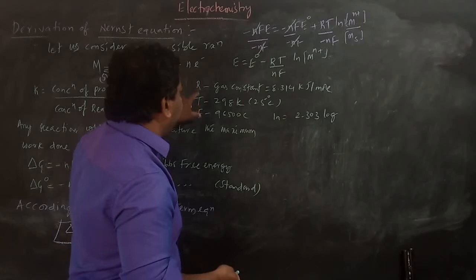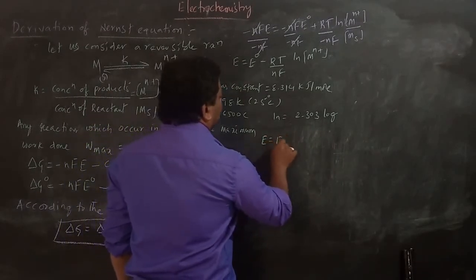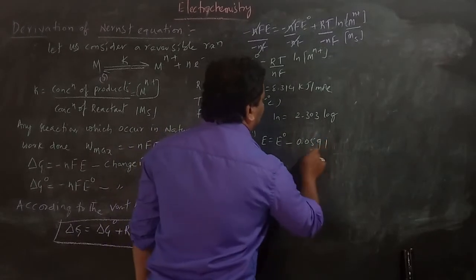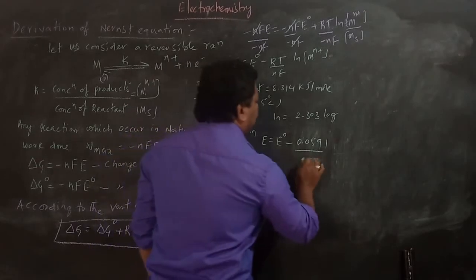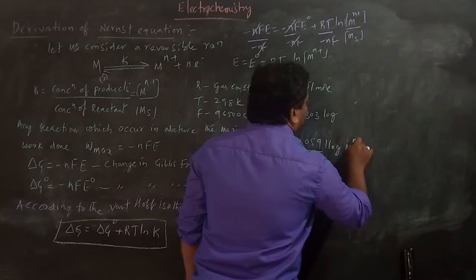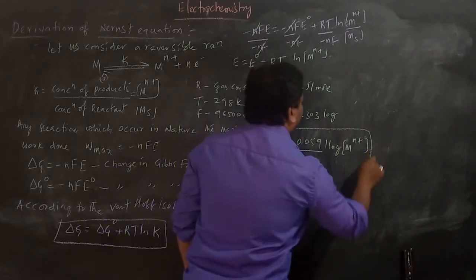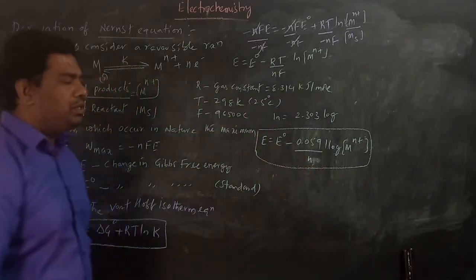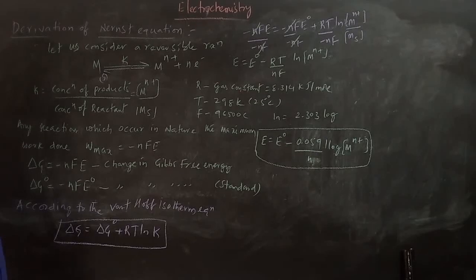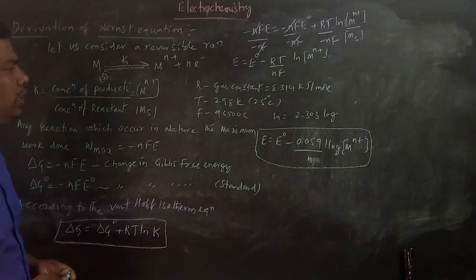We will substitute all these data into the above equation. So we get E is equal to E naught minus 0.0591 by n into log M^n+. So this is the derivation of the Nernst equation, that is E is equal to E naught minus 0.0591 by n into log M^n+.